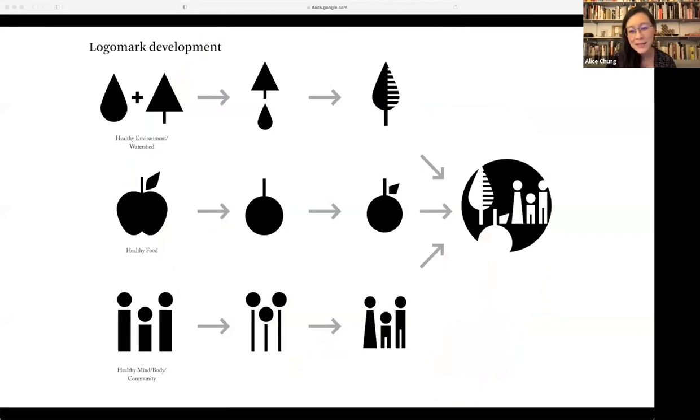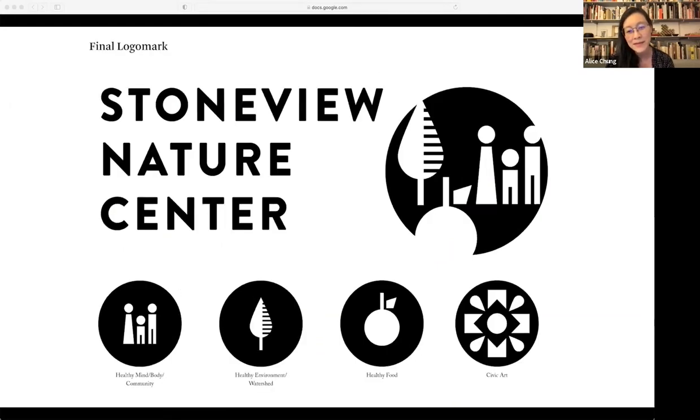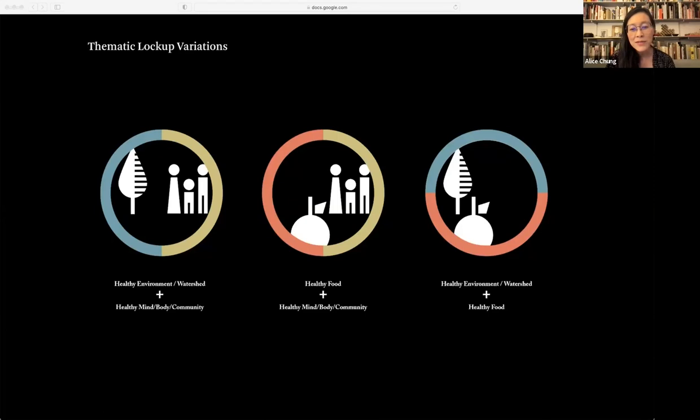We were interested in the moments of intersection between the different themes and how, when they come together, they form the central theme of our interpretive concept. A comprehensive visual system was born out of these separate themes, which was a flexible system consisting of logo and colors that work as a kit of parts.